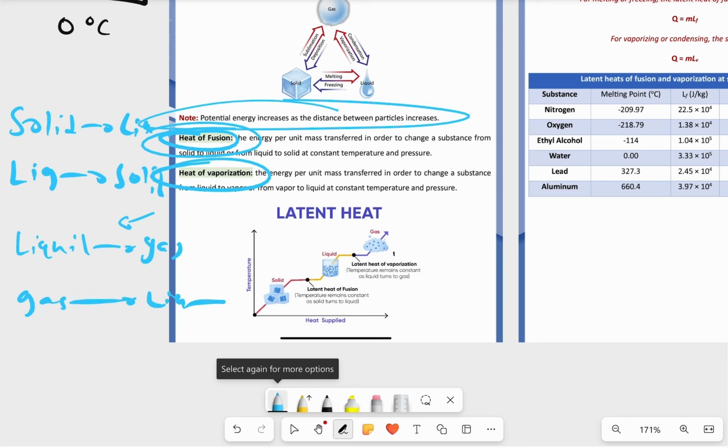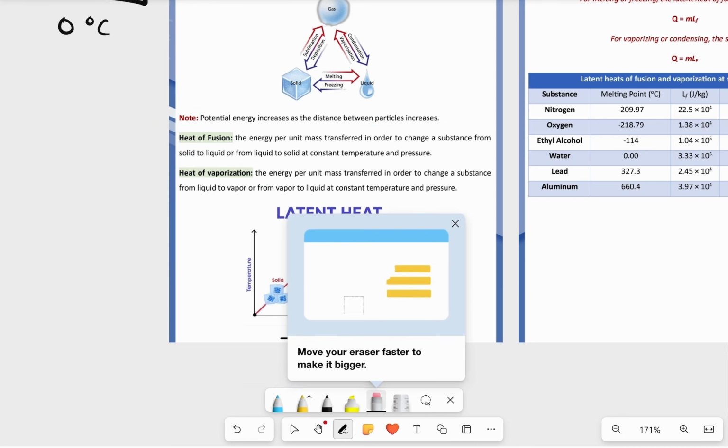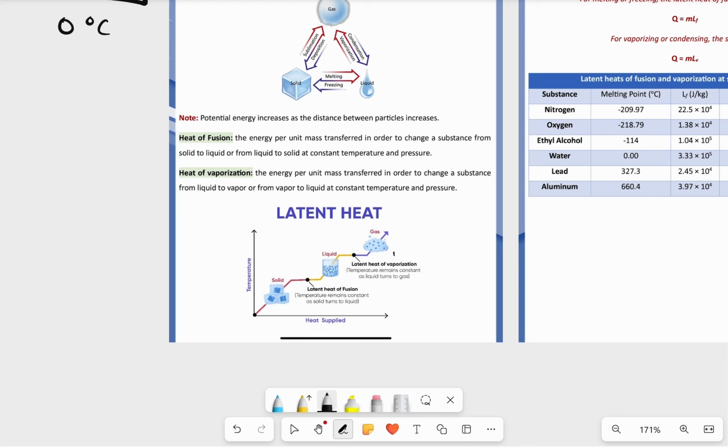Okay, so you have two types of latent heat. We have heat of fusion and we have heat of vaporization. Heat of fusion is what? Is solid to liquid or liquid to solid. Heat of vaporization is basically the energy required to transfer or change the phase of a substance from liquid to gas or gas to liquid.